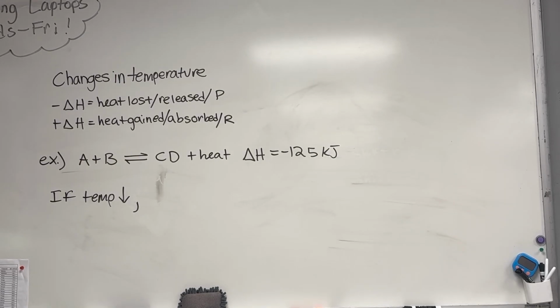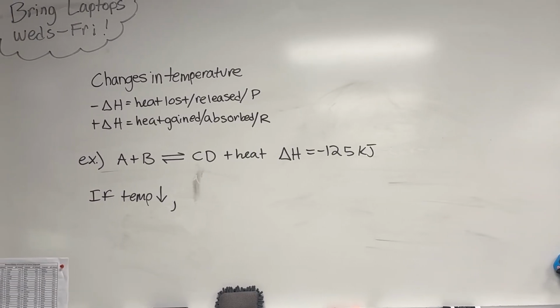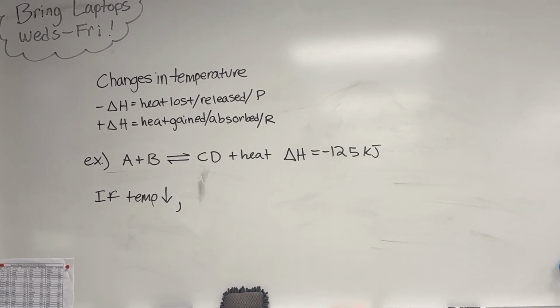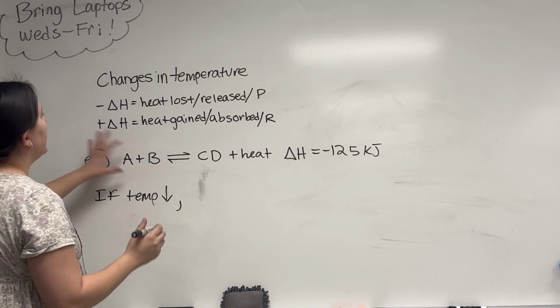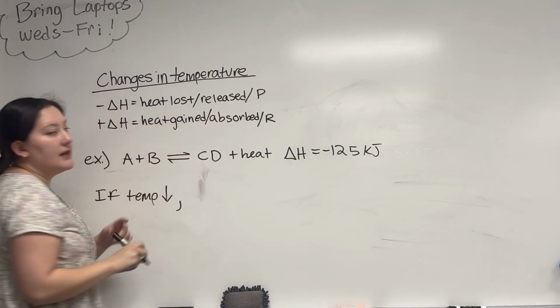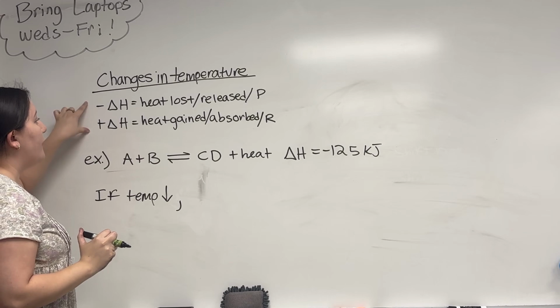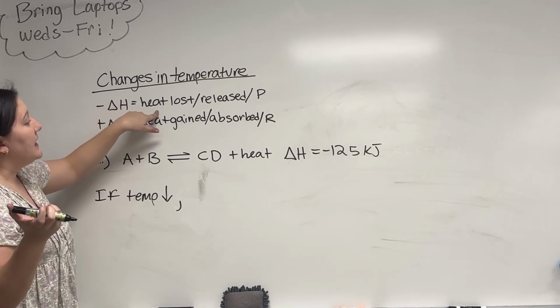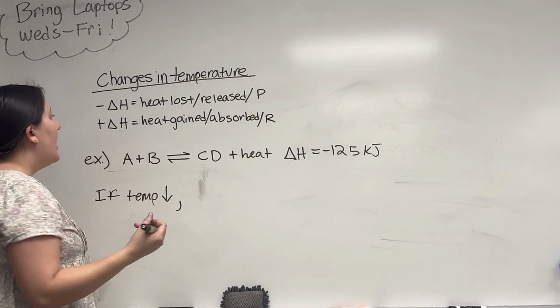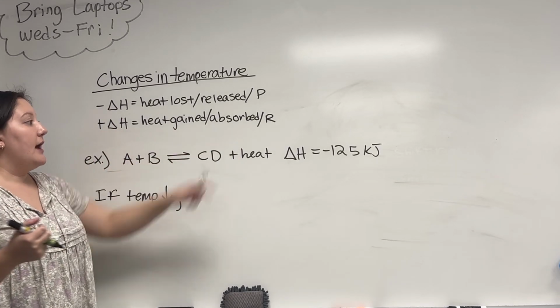Okay, for this next one, changes in temperature. So another thing that can be changed besides concentration, like we just went through, would be change in temperature. So let's say I have this reaction here, and you guys know from the heat unit that we just did, your negative and positive delta H's. You for sure know about those. Remember that negative delta H would be heat lost or released, okay? Positive delta H would be that heat is gained or absorbed, okay?